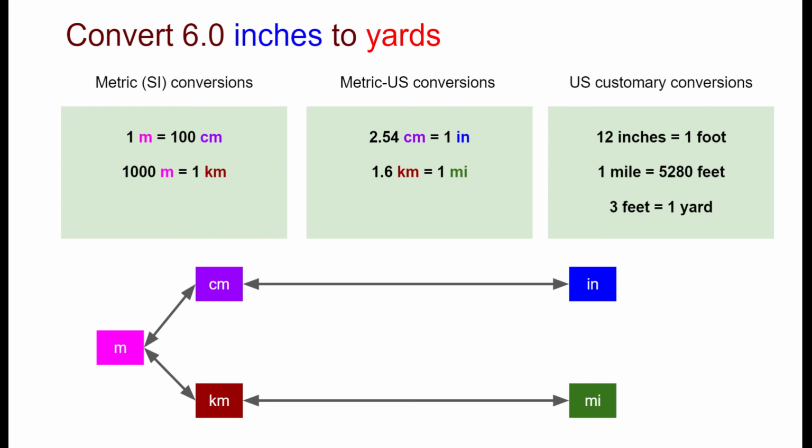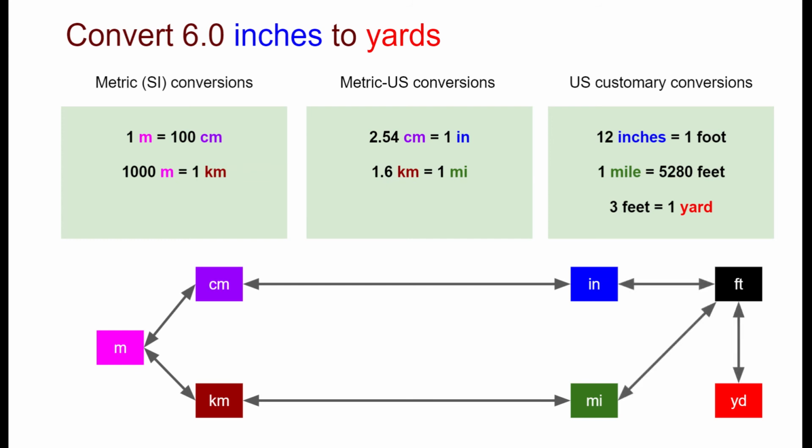And finally, in the US system of measurements, I know how many inches are equal to a foot, how many feet are in a mile, and how many feet are in a yard. And so we can represent those 3 conversions by these 3 arrows here. The point being, whenever we do any conversion in distance, we can use this kind of like a map to figure out which conversion factors we want to use.